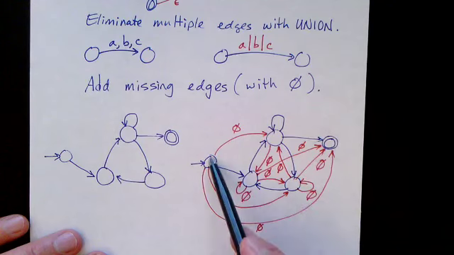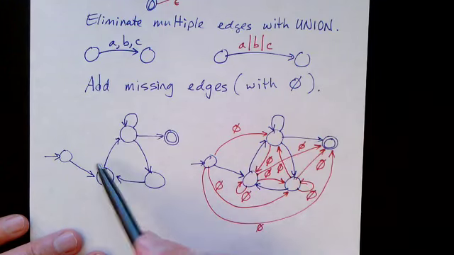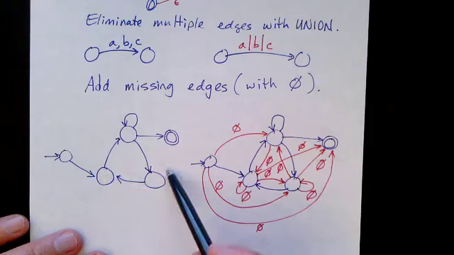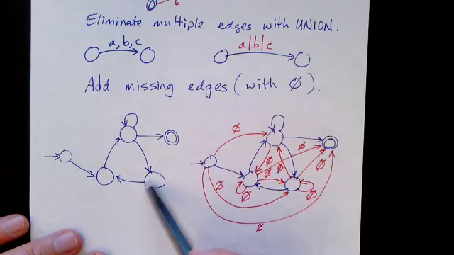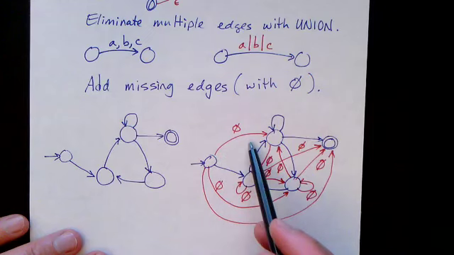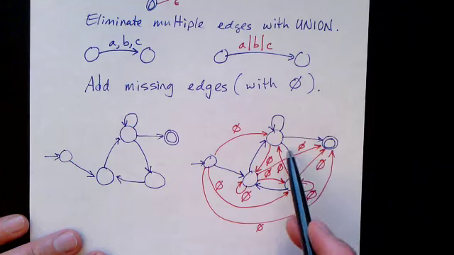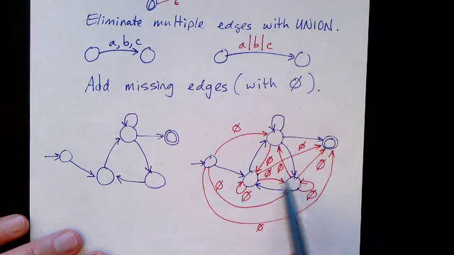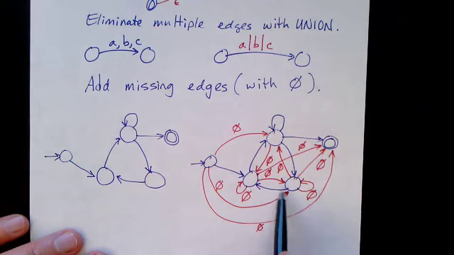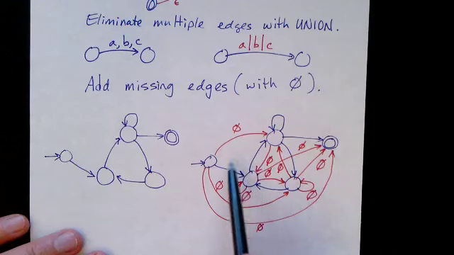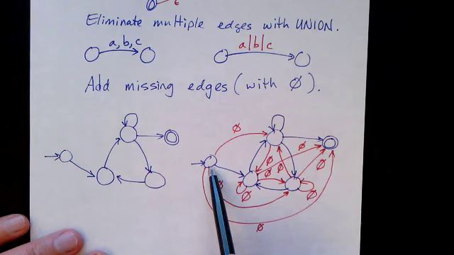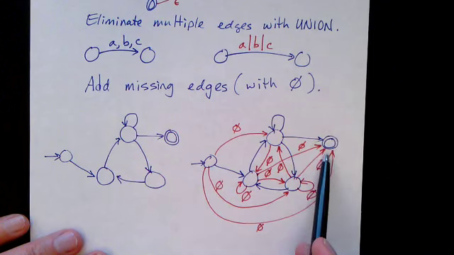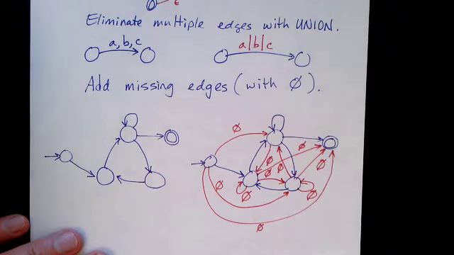And there are edges from the starting state to all of the states, including the final state. So if these are the edges that we have before, we add in additional edges, as I've shown in red, as necessary, and label them with the empty set. So now we have all the edges that we need. They're all labeled with regular expressions, and we have the constraint that there are only edges coming out of the initial state, and there are only edges going into the single final state. So now we have a generalized non-deterministic finite automaton.